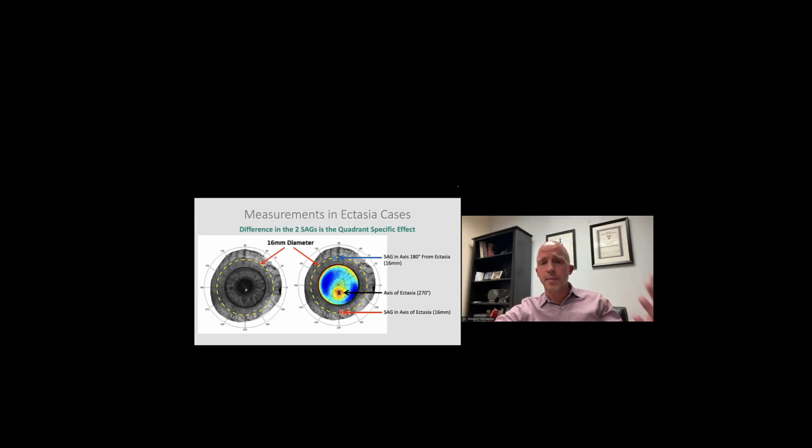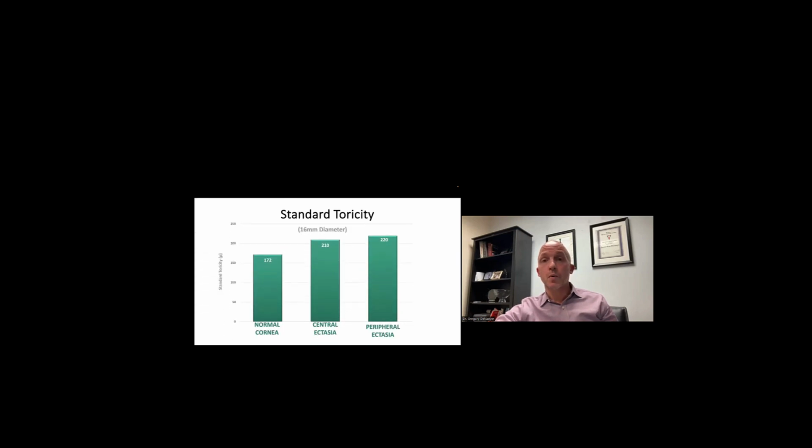And then we took another measurement 180 degrees away, which is represented by that blue X, which is also at a core diameter of 16.5 millimeters. And we compared those measurements. Now, if you think about it, if a sclera has a shape of either spherical or toric, those measurements at the red X or the blue X are going to be the same because we have symmetry. If those measurements are significantly different, then that means that we have asymmetry, or again, what we termed a quadrant-specific effect.